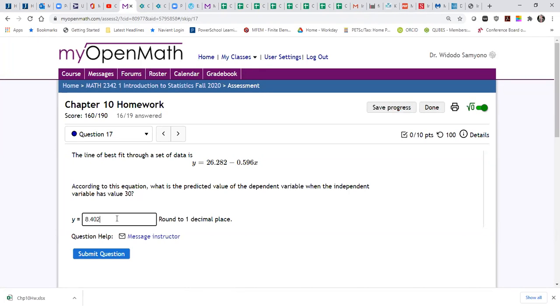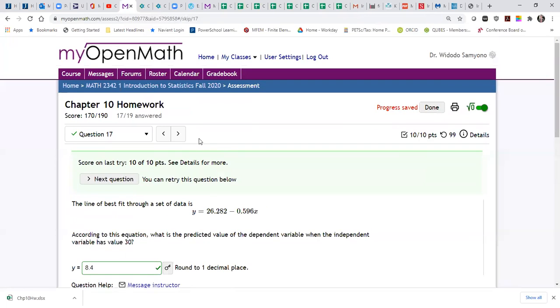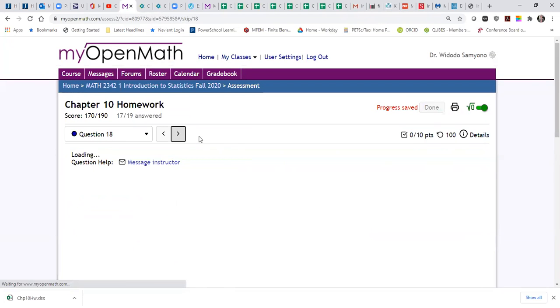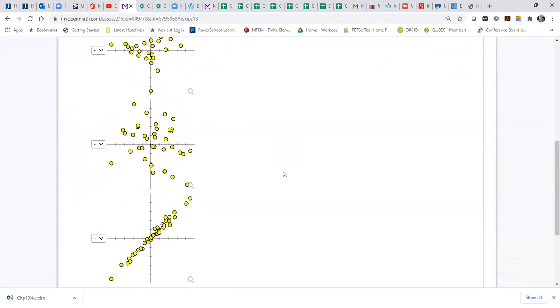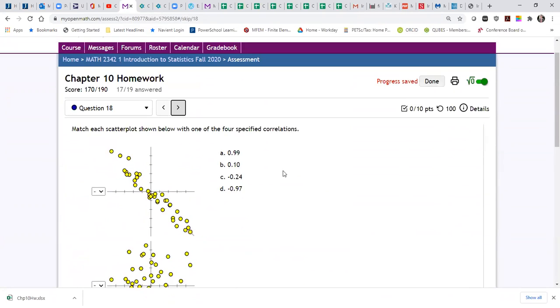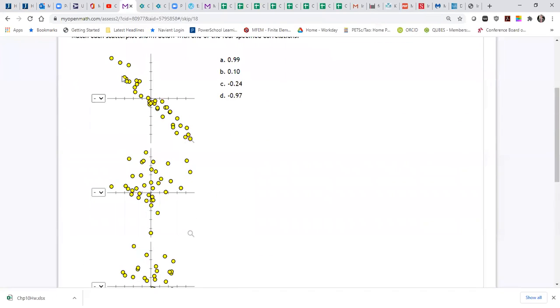Then you want to round up to one decimal place, so it will be this one, right? Okay, 217. This is a negative strong correlation, so the number should be negative and close to 1. Negative close to 1 will be D. So this will be D.